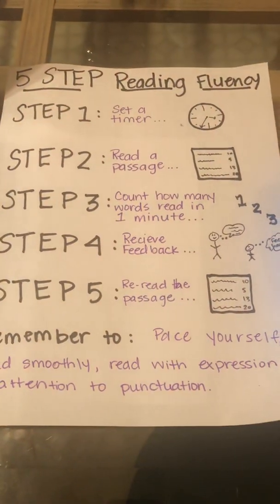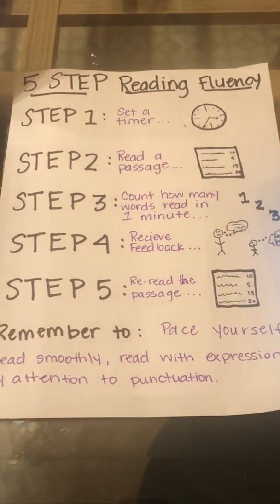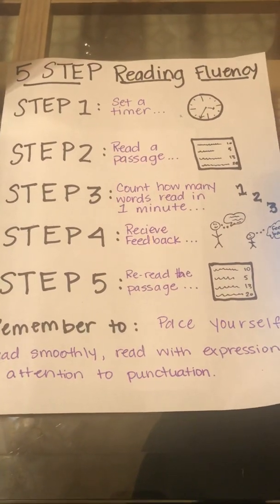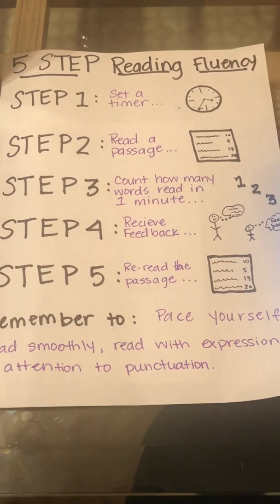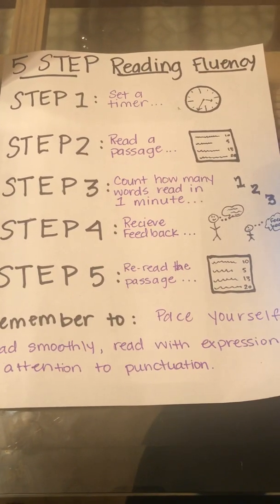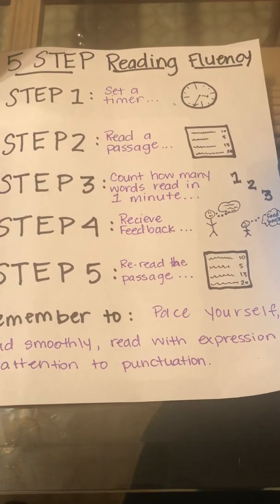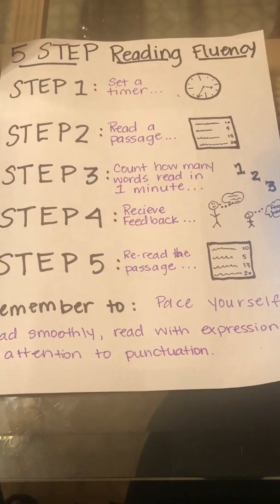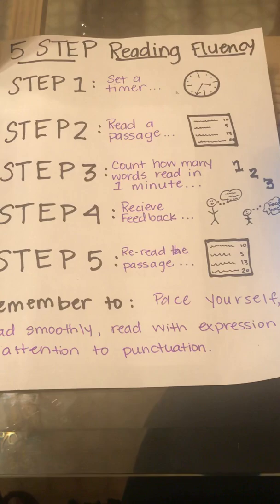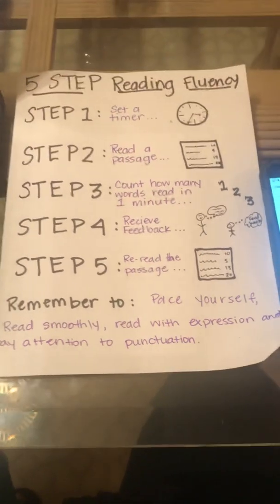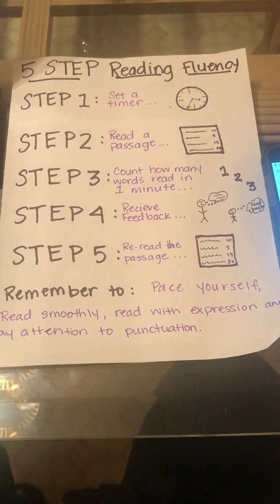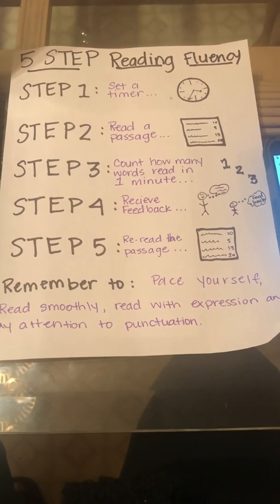Step 4, receive feedback. An adult will give you feedback on how well you did. Step 5, reread the passage. After giving feedback, you're going to reread the passage, making your corrections, and pushing yourself to read more words in 1 minute than you read the first time. Remember, pace yourself, read smoothly, read with expression, and pay attention to punctuation.